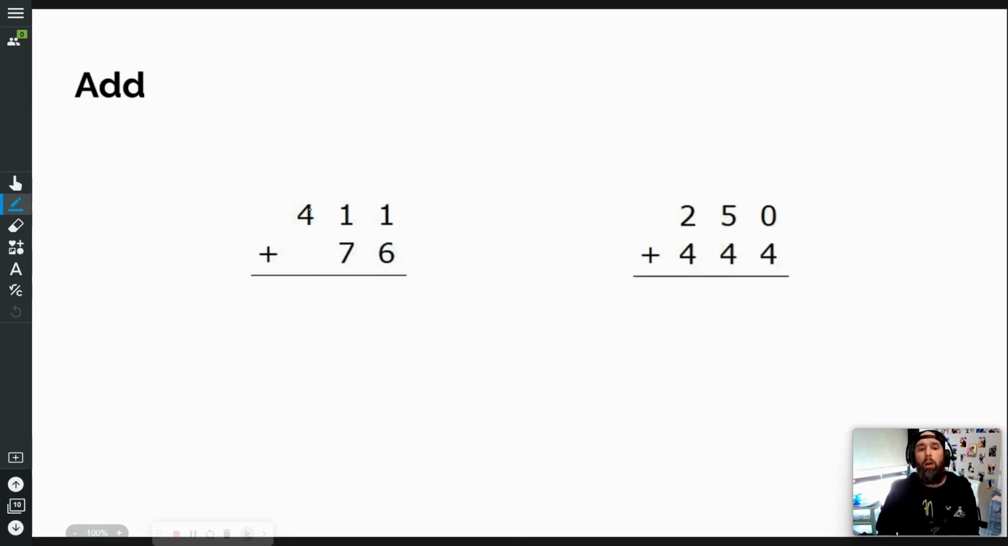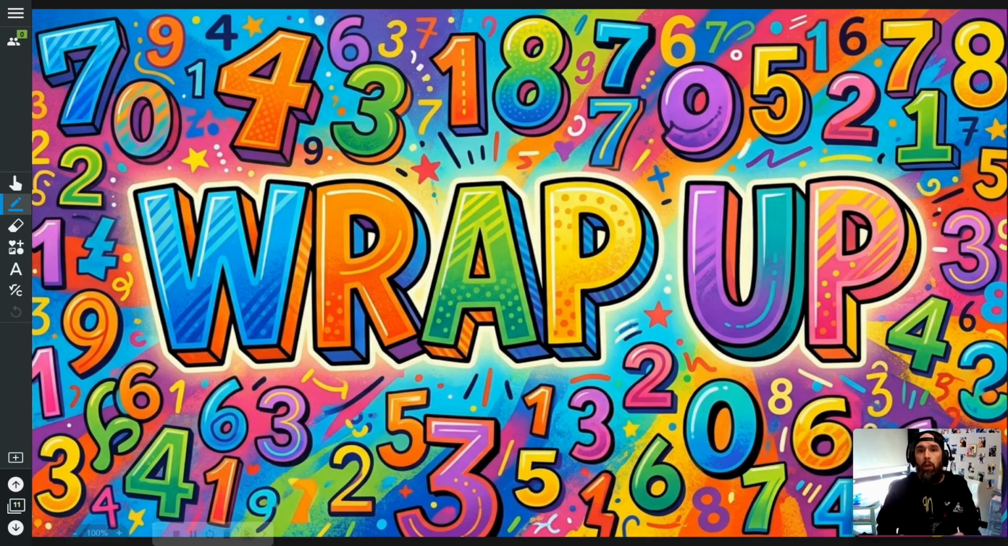Okay, let's keep going. 411 plus 76. Start all the way to the right. 1 plus 6 is 7. 1 plus 7 is 8. And 4 plus nothing is 4. So we end up with 487. Now we have 250 plus 444. Start all the way to the right. 0 plus 4 is 4. 5 plus 4 is 9. 2 plus 4 is 6. So 250 plus 444 is 694. All right? So I hope that felt good.